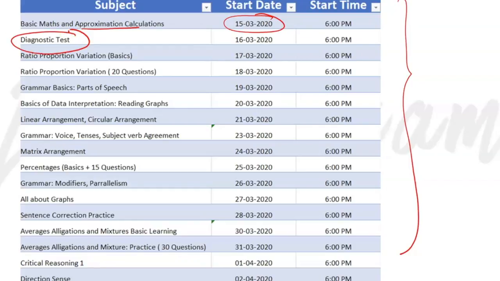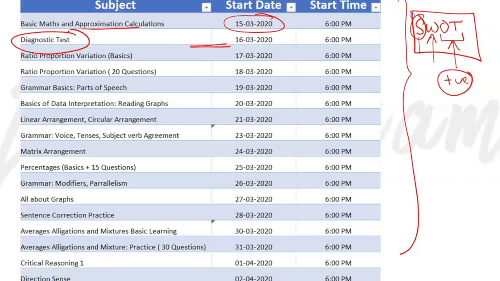Now, what is this diagnostic test? It'll rather be a SWOT test, I can say, that would tell you what your strengths and weaknesses are, and what areas you think you can make positive. The areas in which you think you can really score well if you prepare on those particular chapters. Right. So the first 2 days are really very important for your entire 7 to 8 month period, because the SWOT analysis is something that would make or break your preparation.